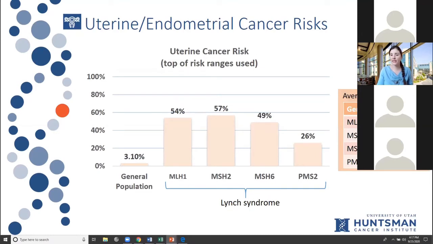Endometrial cancer, again, is the next highest risk for women with Lynch syndrome. Here we see a range of risks with a 49 to 57% lifetime risk for those with MLH1, MSH2, and MSH6 mutations, and up to a 26% risk for PMS2 mutation carriers, all of which are substantially increased above the general population risk level. In the general population, the average age for endometrial cancer to be diagnosed is 63, which also is significantly later in life in women with any type of Lynch syndrome.